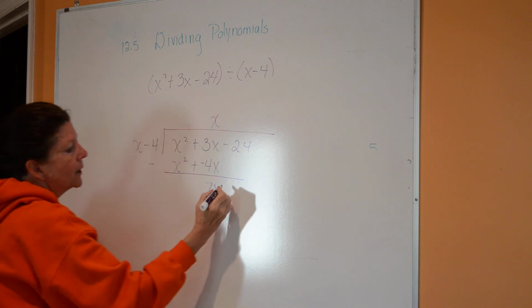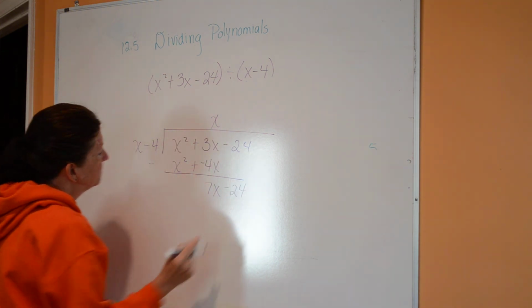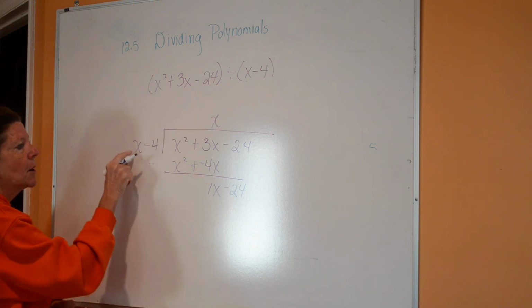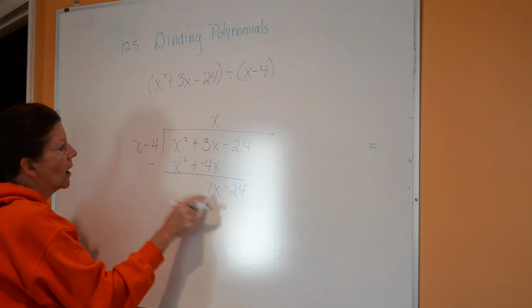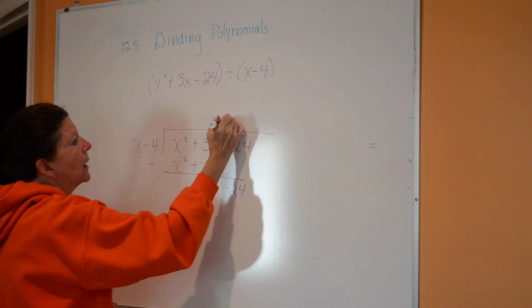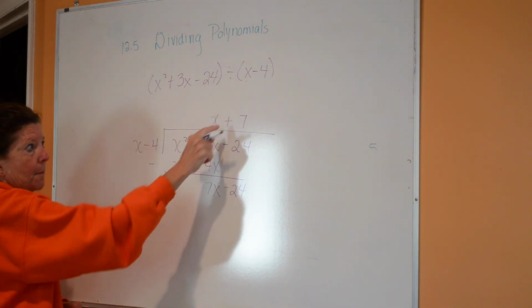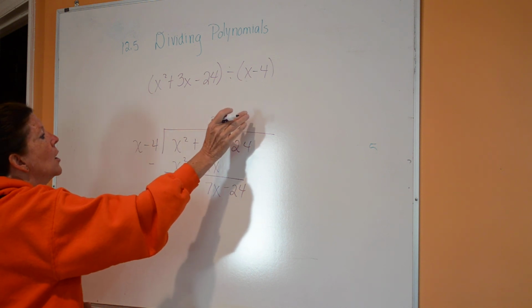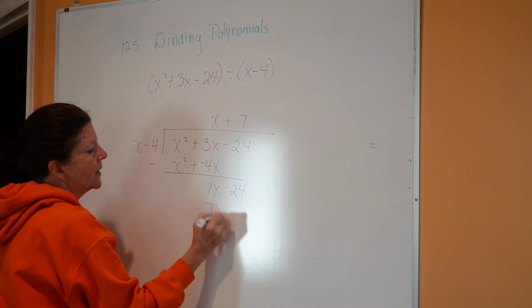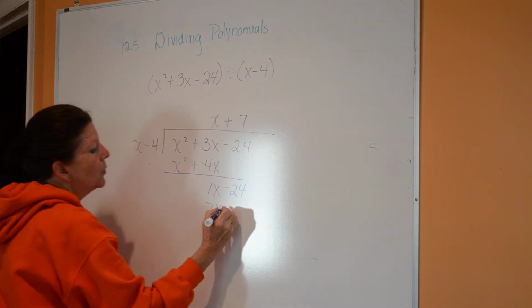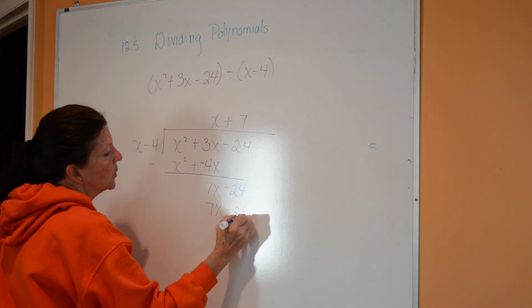All right, now I'm going to bring down that minus 24. X goes into 7x. What would I have to multiply by x to get 7x? Well, I would need a 7. So a positive 7, that's why it's a plus there. 7 times x is 7x. Remember, that has to match up. 7 times negative 4 is negative 28.